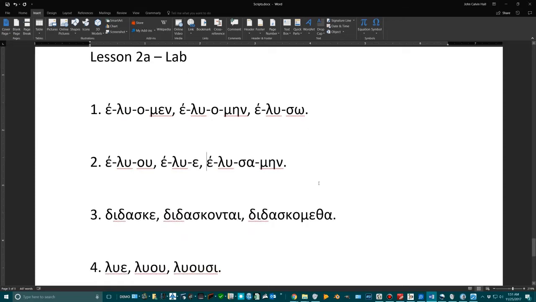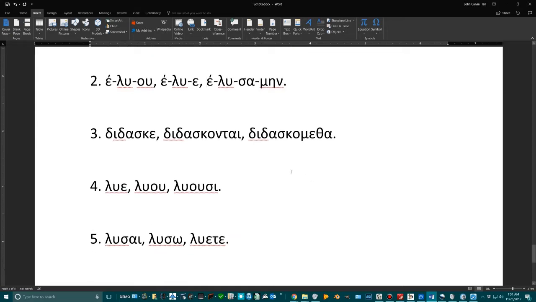Okay? Row 3. This is the word didaske. Let's break that down. Notice the separation between the two consonants there. Why isn't it didaske? I think it's much easier to do it didaske.